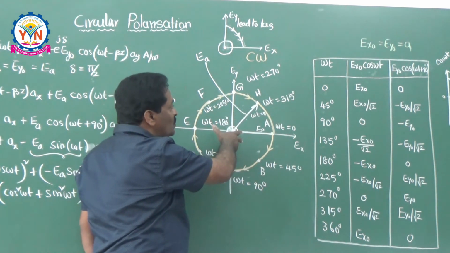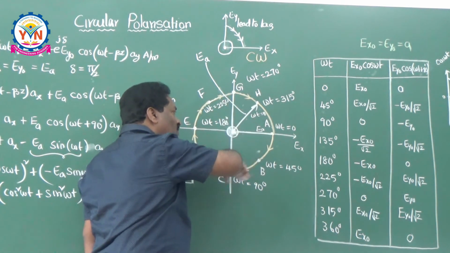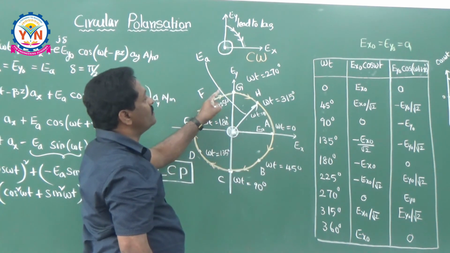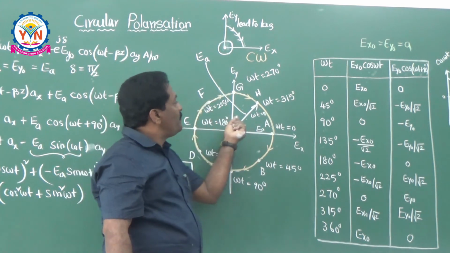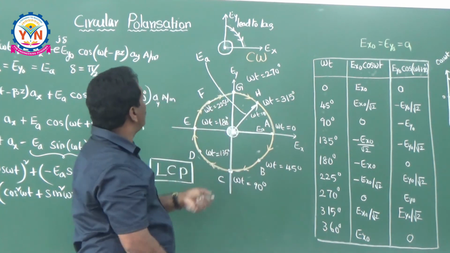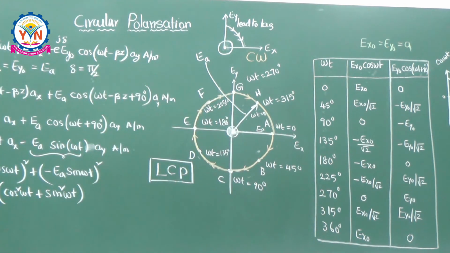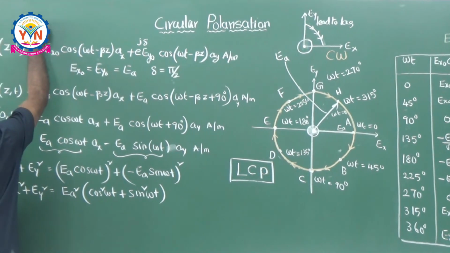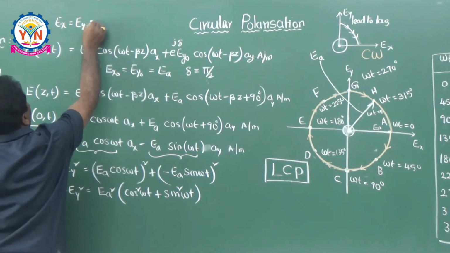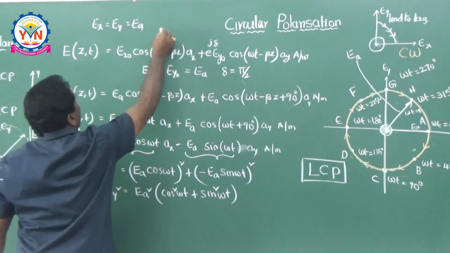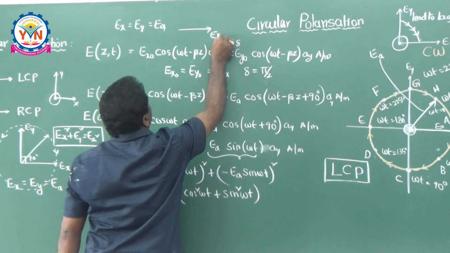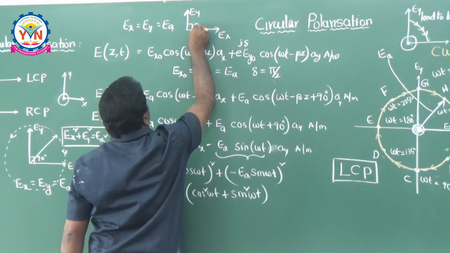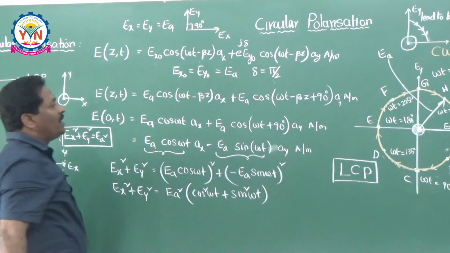But our duty is to say whether it is right circular or left circular, and this is the procedure you have to follow. Okay, so I hope you understood the circular polarization. And for circular polarization, the condition is that Ex should be equal to Ey, equal to Ea, and Ex and Ey should be displaced at an angle of 90 degrees. Then only it is possible.